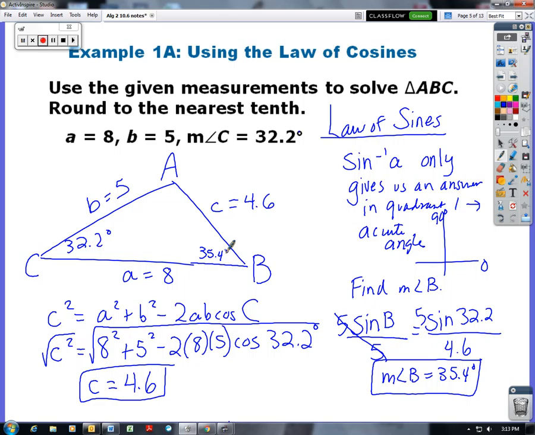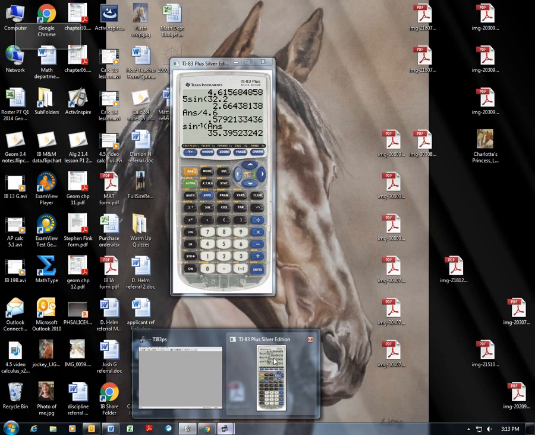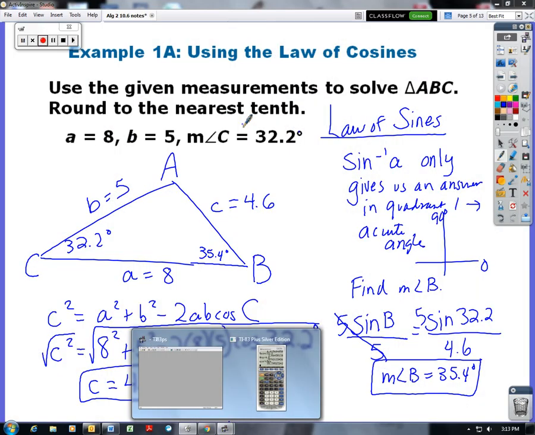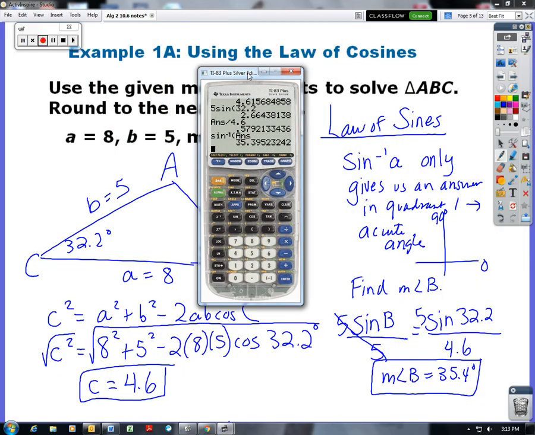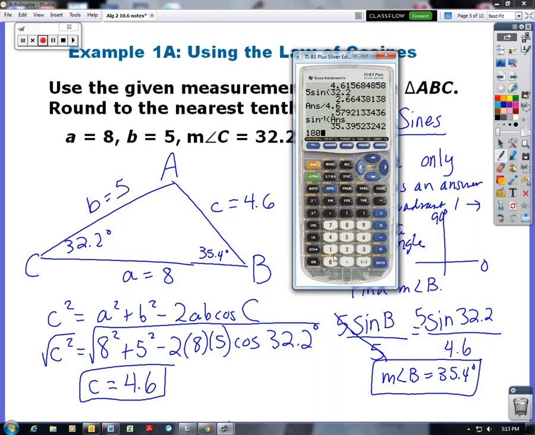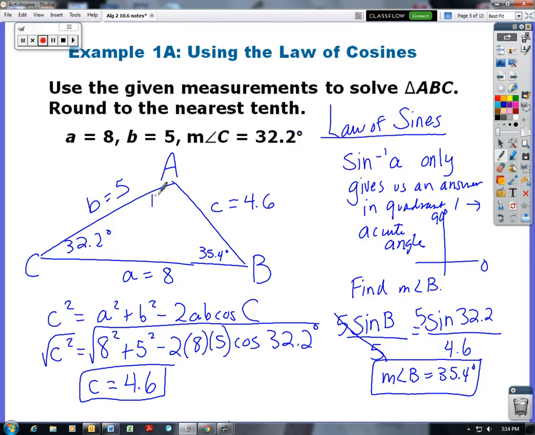And now it's easy to find angle A because you can just add those up and subtract from 180. So, 180 minus parenthesis 32.2 plus 35.4, enter. Sure enough, it is obtuse, 112.4.